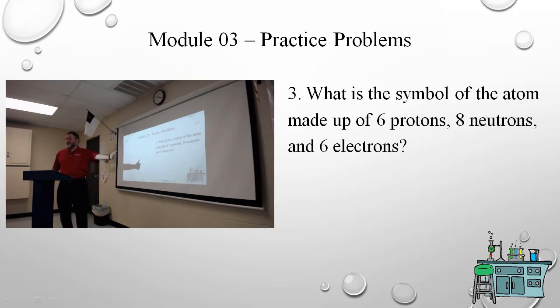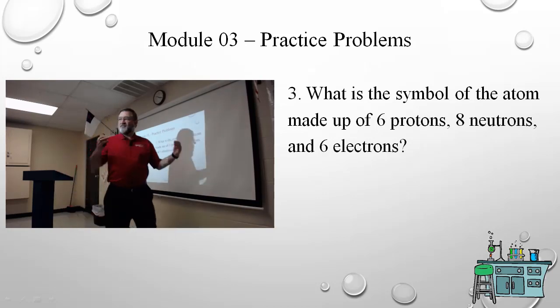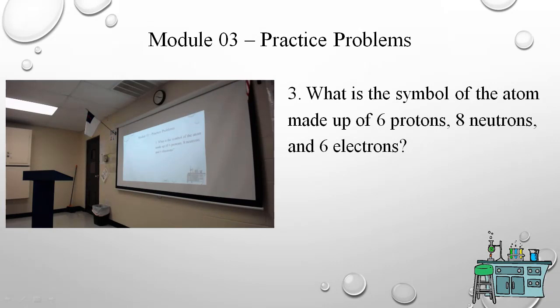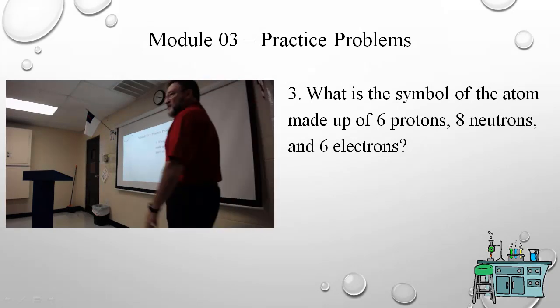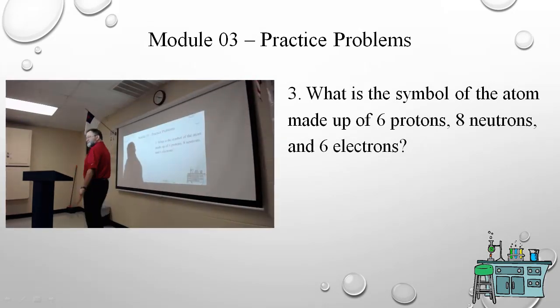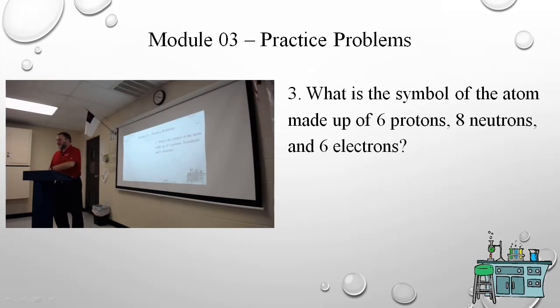It's like the fingerprint, right? 6 protons. Atomic number 6. 6 is carbon. If it's carbon, it has 6. If it has 6, it's carbon. If it has anything else, it's not carbon. Okay? So it is going to be carbon.